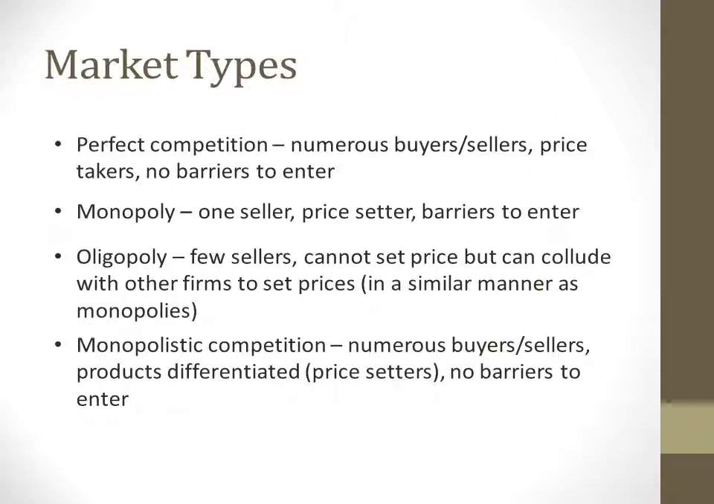We can see that a monopolistically competitive market contains properties of both a perfect competition and a monopoly. Like a perfect competition, there are numerous buyers and sellers and no barriers to entry. Like a monopoly, the products are unique and therefore they can act as price setters.